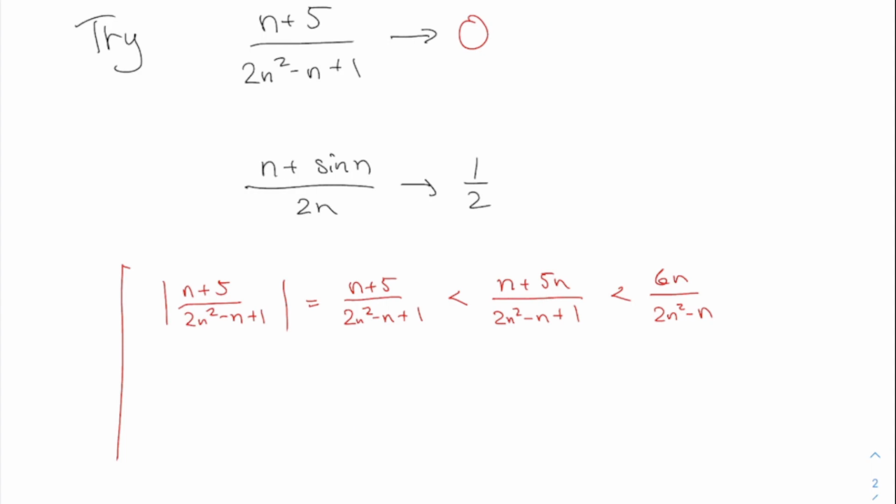What I did was, with n plus 5, I want to actually try to add them up into a single term. So I changed the 5 to a 5n, and then they add up to give me 6n. And on the bottom, I omitted this plus 1 here, so that it's 2n squared minus n.